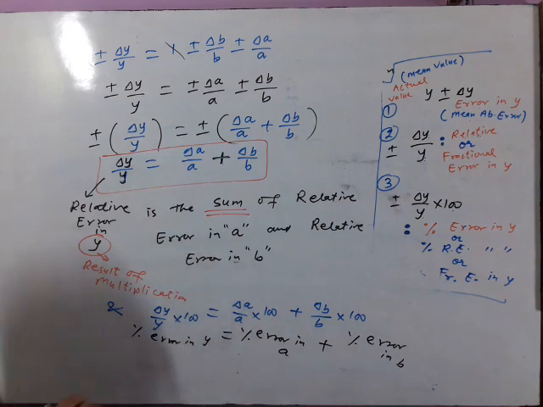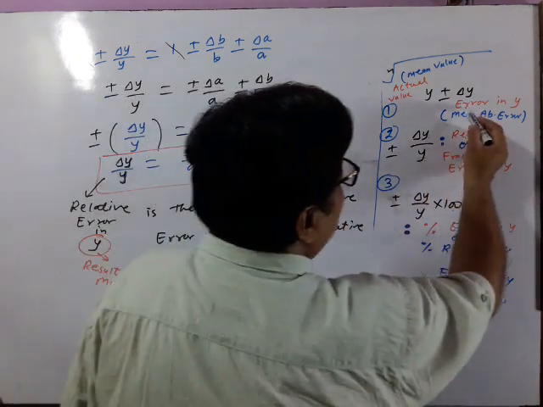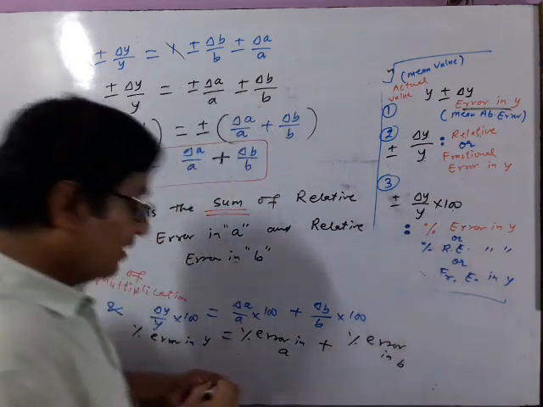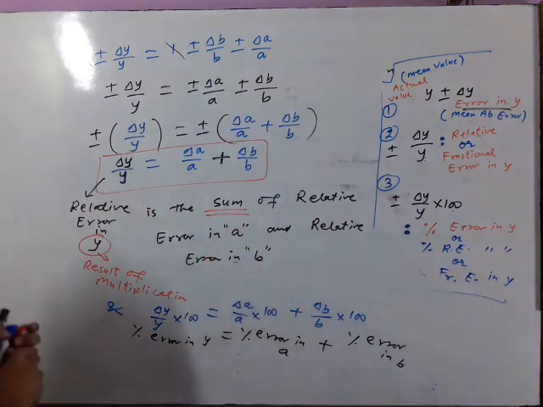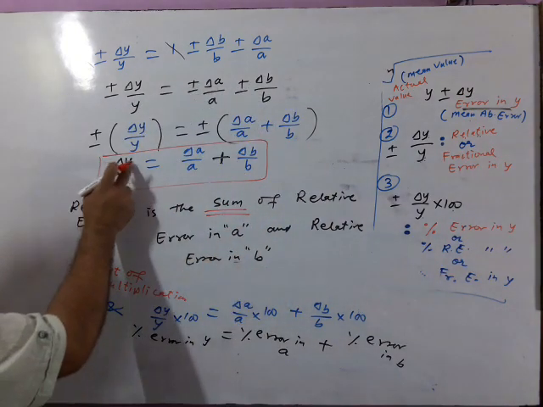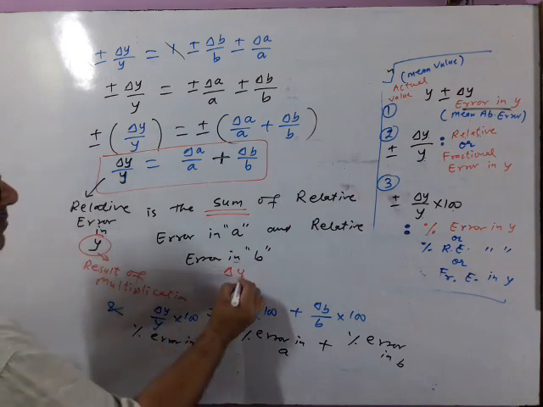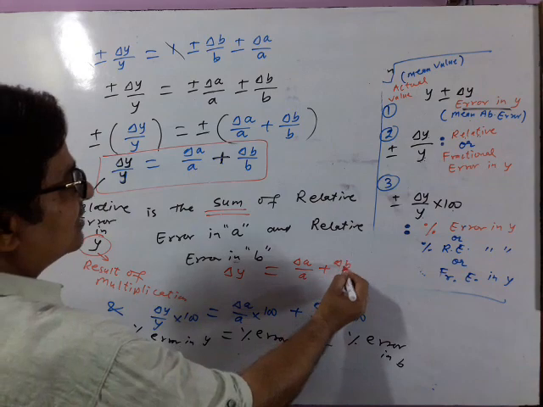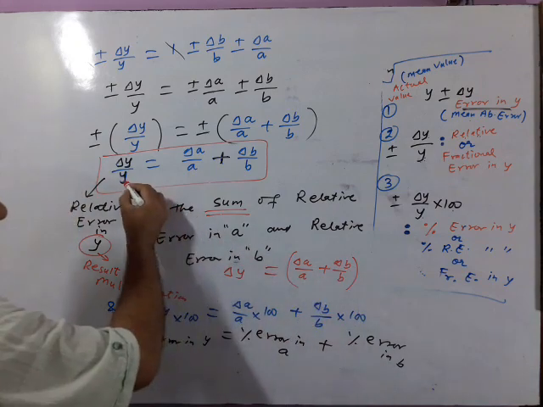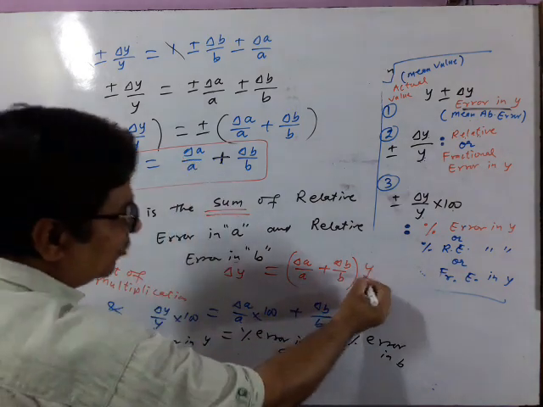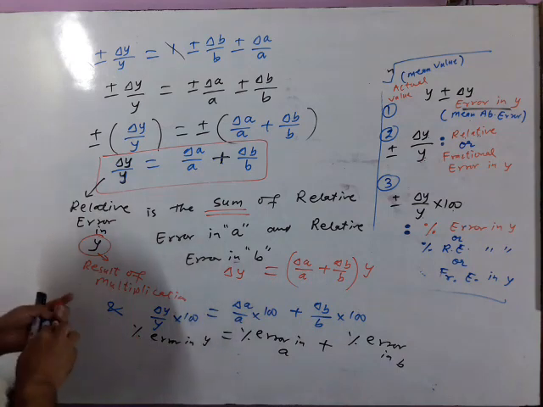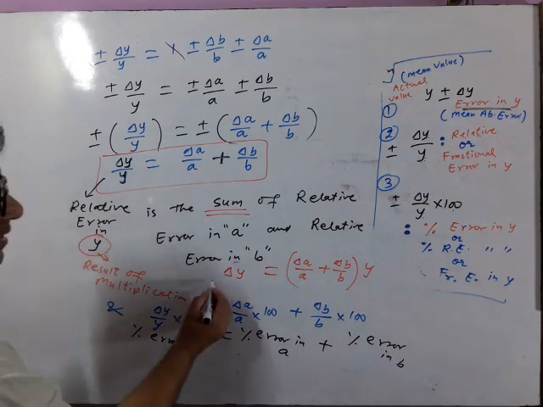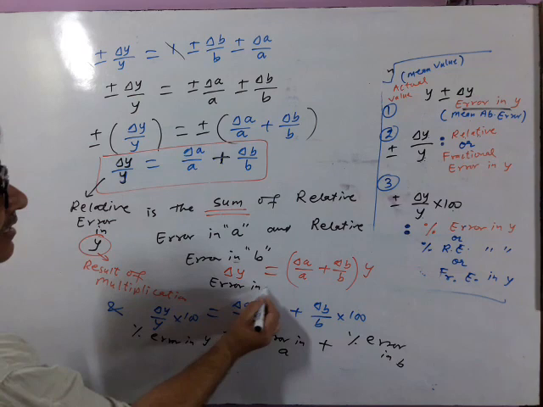Now see the next. If the question is only this, find error in Y, error in Y is delta Y. So from this, just find delta Y. See what will be that? Delta Y will be delta A upon A plus delta B upon B. Take it on the right hand side, just multiply into Y. So what is this? Delta Y. This is the error in Y.